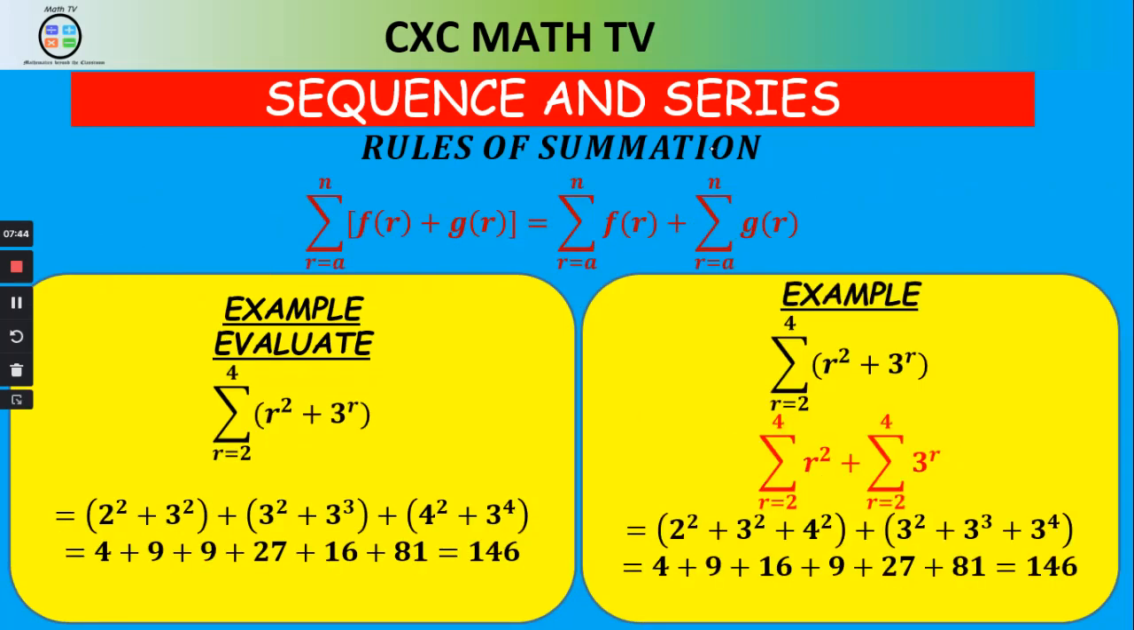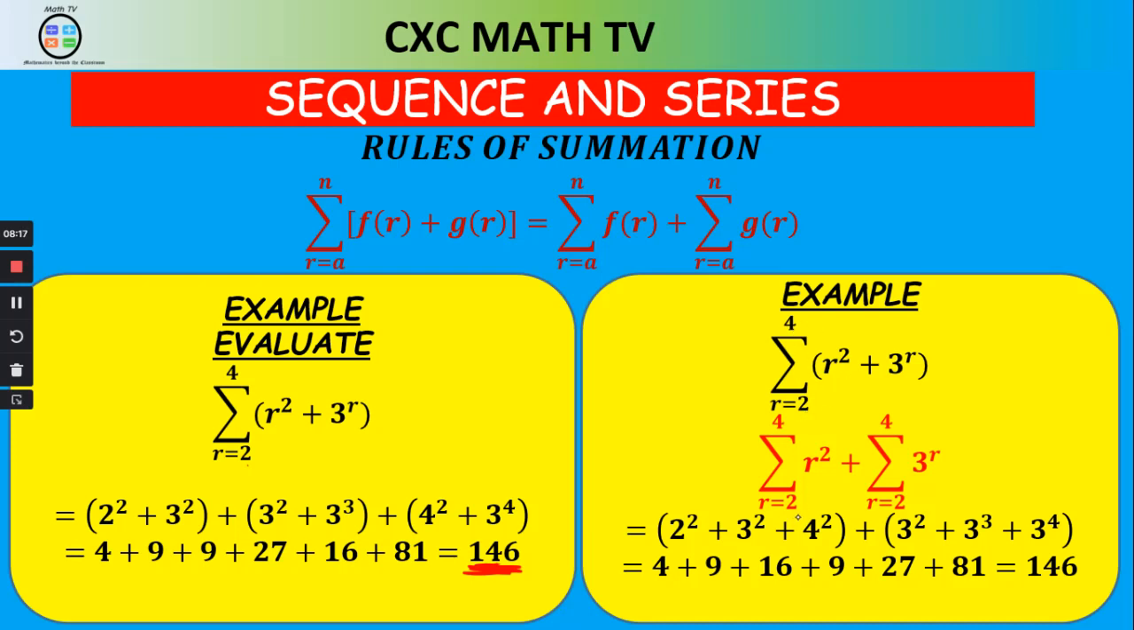Finally, the rules of summation tell you the sum from a to n of a function f of r plus g of r, you can find the sum of f of r, then add it to the sum of g of r. Example, if I wanted to find the sum from 2 to 4 of r squared plus 3 to the r, you put in r as 2, that's 2 squared plus 3 squared. Then plug r as 3, that's 3 squared plus 3 to the 3. Plug r as 4, you get 4 squared plus 3 to the 4. This gives you 146.